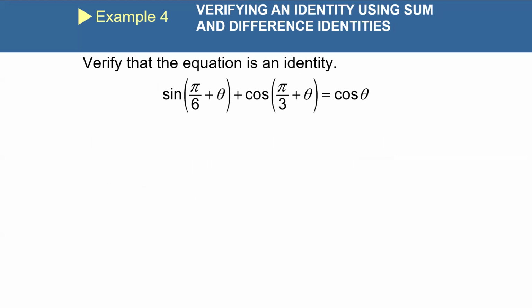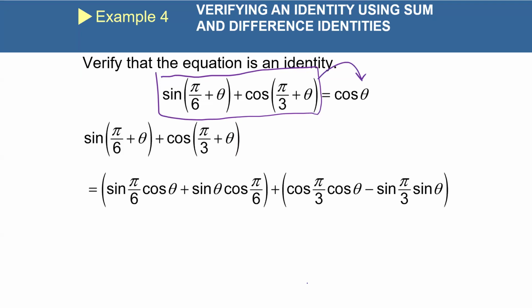All right. And lastly, we have to verify the equation is an identity. So this is us working backwards. It wants us to verify that this bad boy will somehow condense down to this. We're going to be using our sum of cosine and sum of sine identities to expand. So the first thing we're going to do is expand both identities. When we expand both identities, this is what we get.